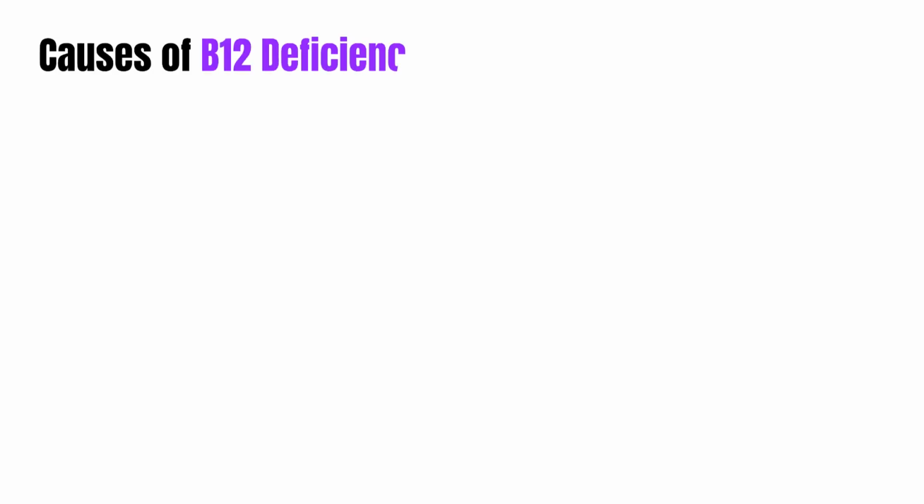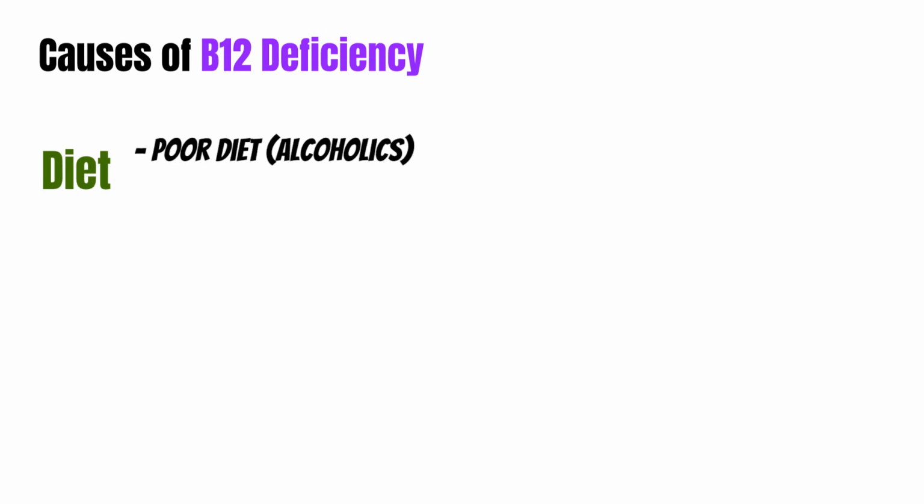So a lack of these vitamins in your diet, a lack of B12 in your diet, it's very important to keep that in mind. So a poor diet, that's number one. Sometimes alcoholics, people like that, can have a very, very poor diet. Very restricted diets, vegan diets, restrictive diets, these are all things that can contribute to having a deficiency of vitamin B12. And the reason for this is understanding where it actually comes from.